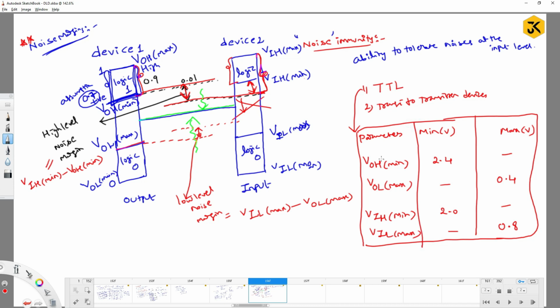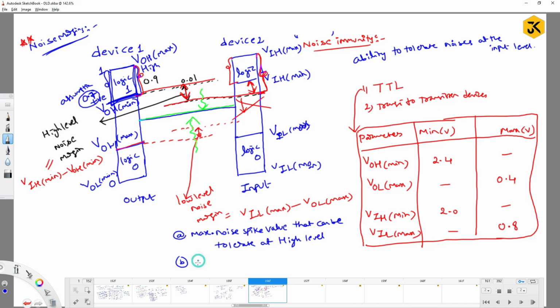Now, can you calculate the maximum noise value? I am writing: the maximum noise spike value that can be tolerated at high level. Can you calculate what the answer might be? Similarly, the maximum noise spike value that can be tolerated at low level.